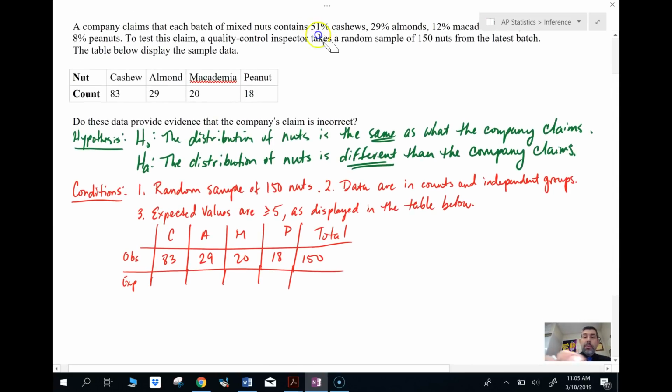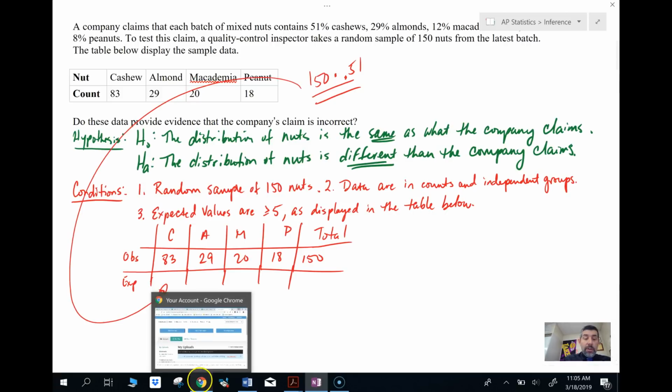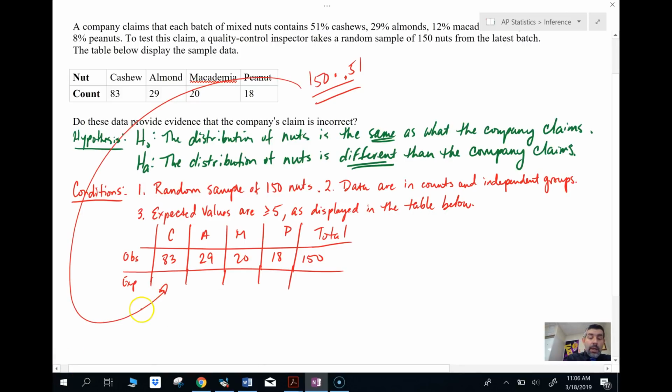if it was equal to what the company says it is. So to find the cashews, I'm going to take 150 and multiply it by 0.51. That's going to tell me how many expected cashews I have. All right, so I'm going to do that, and I'm going to get 76.5. It's okay if my expected values are decimals. I really don't want my observed to be decimals. So I want to make sure my observed are all whole numbers and my expected values can be decimal.